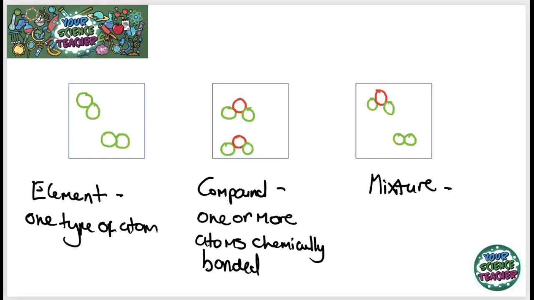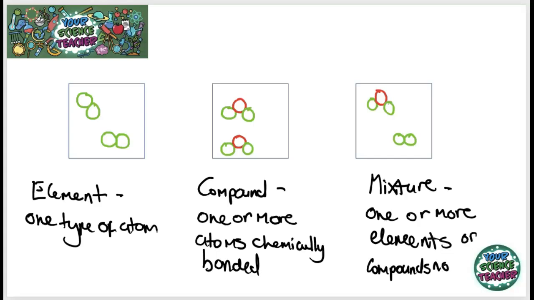There is some water, hydrogen, nitrogen, oxygen, carbon dioxide, all that good stuff. And this is where we have one or more elements or compounds, and they're not chemically bonded. Because they're not bonded, they can be separated, and that's what we're going to look at now.